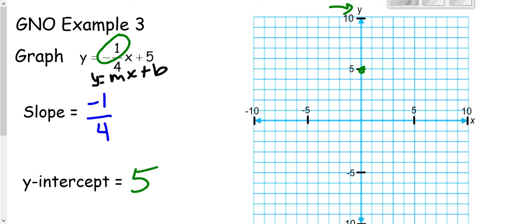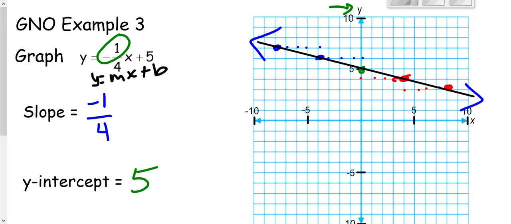Then from there, this time my slope is negative. So I'm going to go down 1, but I'm still going to go to the right 4. Okay, down 1, right 1, 2, 3, 4. Then when I go backwards, I can go up 1 and go back 1, 2, 3, 4. Those are as many dots as I can fit. So we're going to draw our line. Here we go. And again, what do we always put on the ends? Arrows.